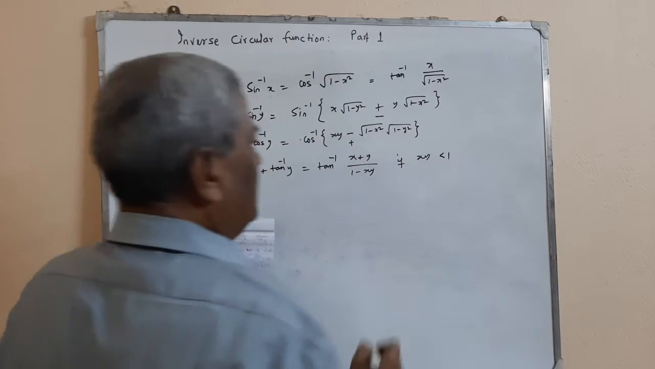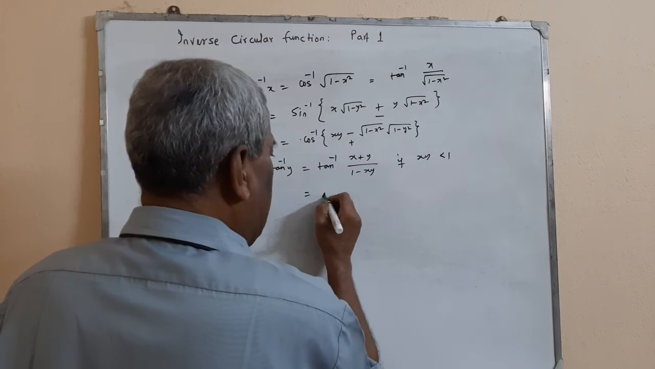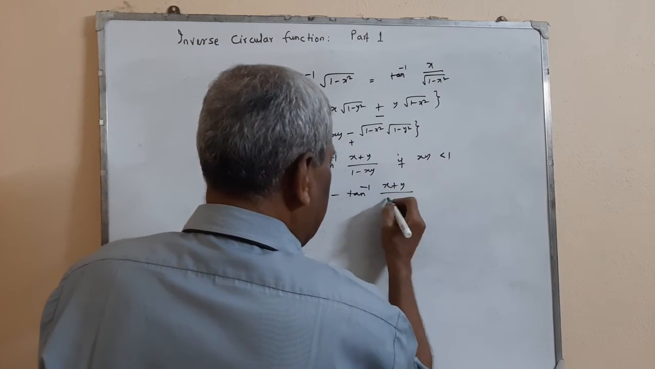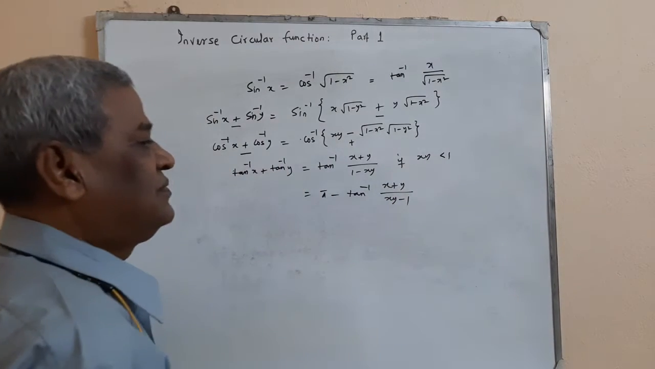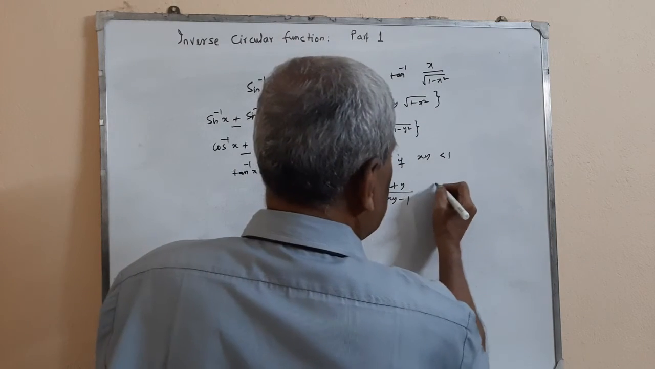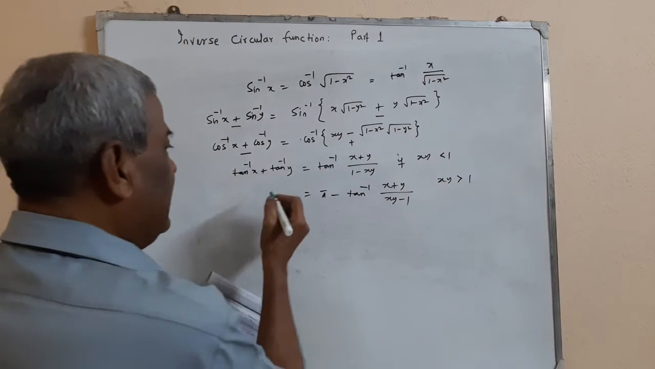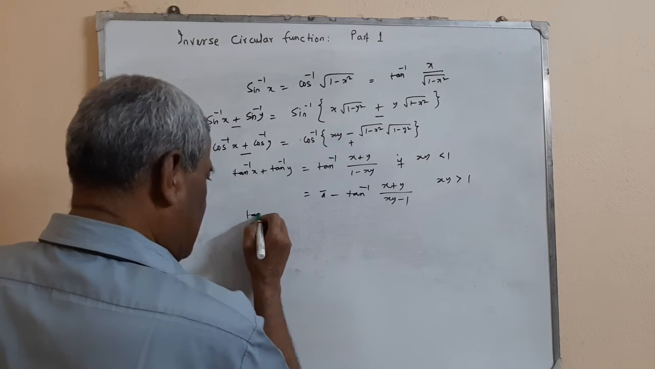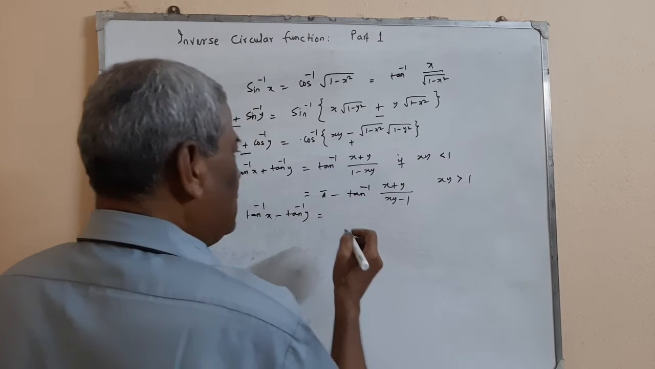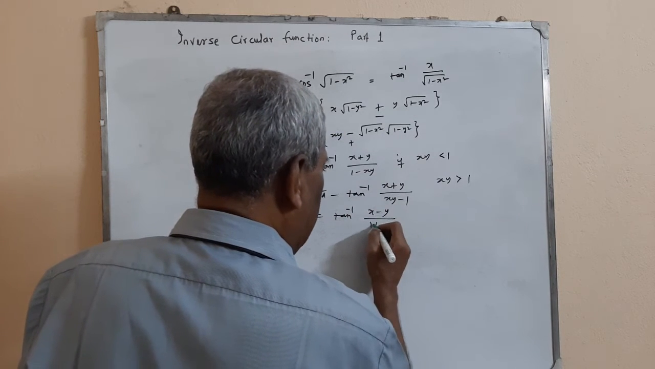xy is less than 1. But if xy is greater than 1, in that case it is pi minus tan inverse of x plus y by xy minus 1. Actually, we have to make it positive. So this is valid when xy is greater than 1. And finally, tan inverse x minus tan inverse y is equal to tan inverse of x minus y by 1 plus xy.